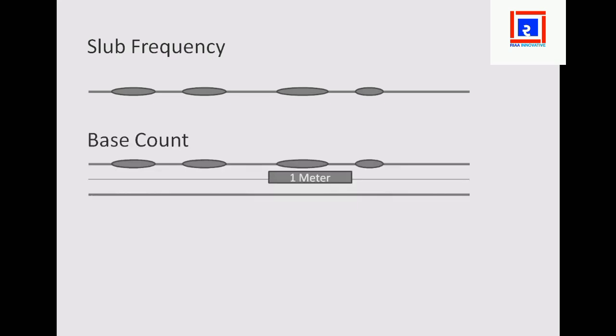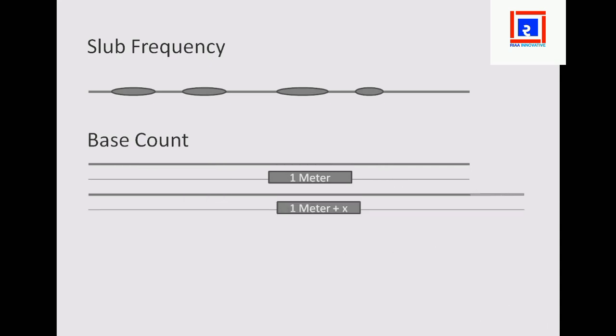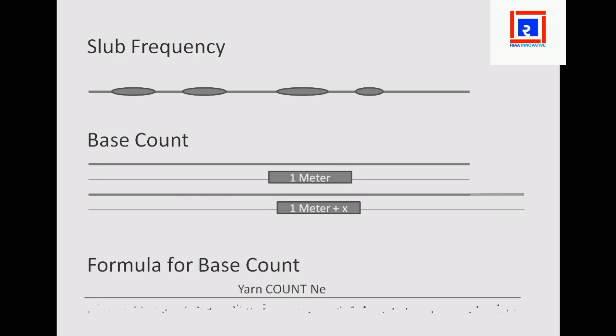Base count. It is imaginary count of slub yarn considering that the fiber of slubs are used to prepare pause yarn. Based on that extended length, the count derived is base count and it is required to calculate the mechanical draft on drafting of ring frame. Formula to calculate base count is yarn count divided by slub length per meter, slub frequency per meter, slub dia minus 100 divided by 100.